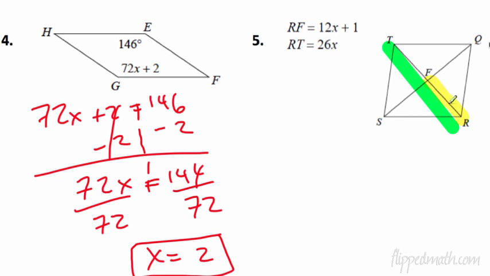Sometimes they'll give you RF and FT, all right, and they would be equal. So you set them equal to each other, solve, solve, solve. This time, though, they don't do that. They give you RF and then RT. So you have to be careful.